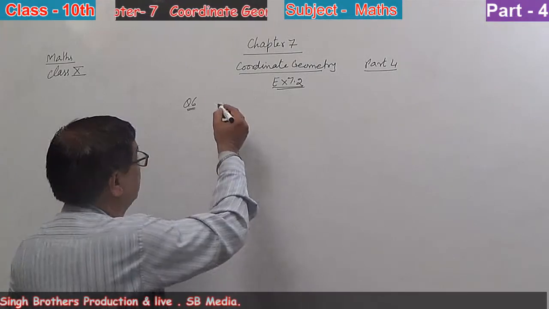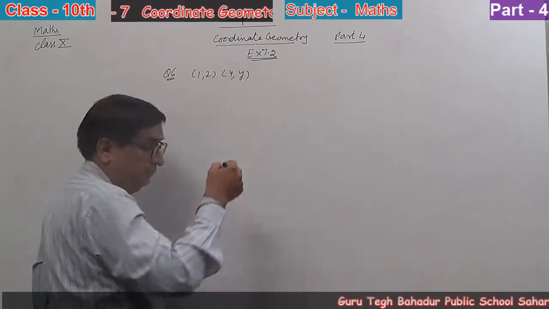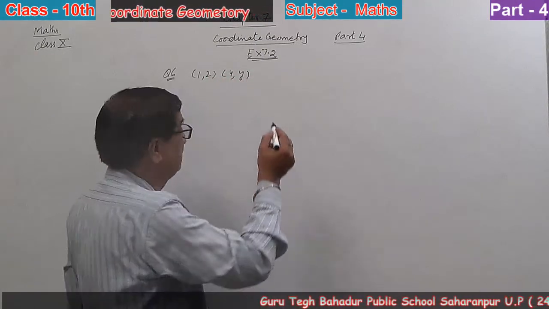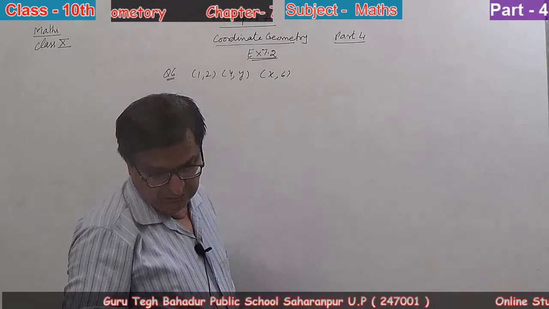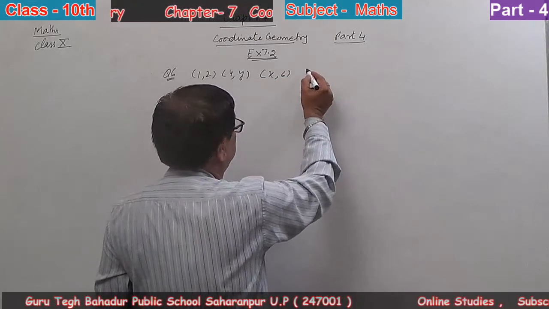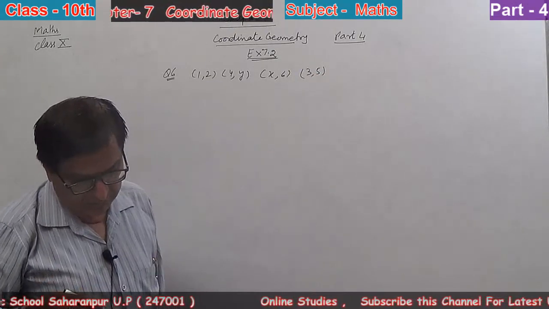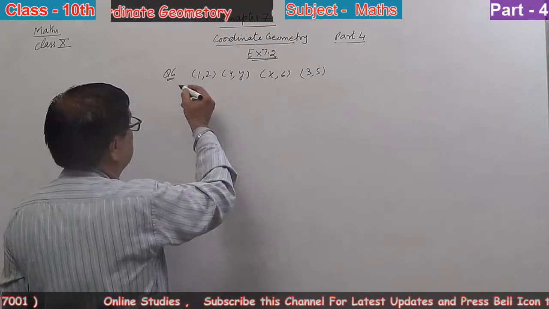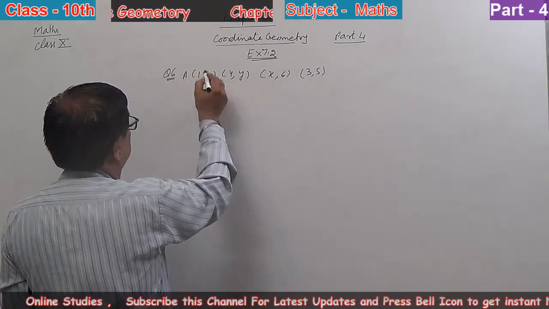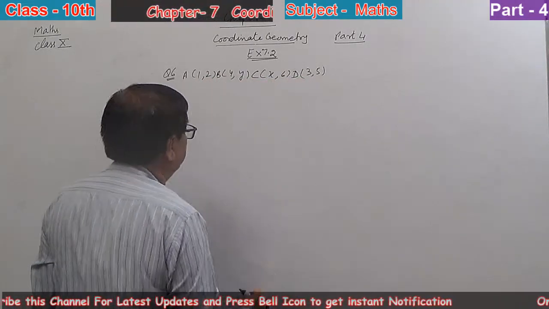(1, 2), (4, y), (x, 6) and (3, 5) are the vertices of a parallelogram in order. Find the value of x and y. This is point A, this is point B, this is C and this is D.